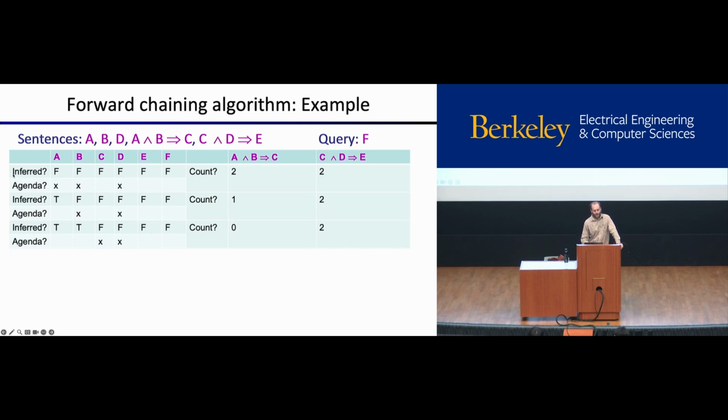A more accurate label for this might be inferred yet. Yeah, that would be more accurate. It's not like will you ever infer it, not can you infer it, but have you already in the course of the algorithm inferred it? And so maybe it seems a bit silly, but even these things where we've put them on the agenda, we don't say we've inferred them yet. You could, it would just be an extra line of code and you don't need it, because you'd still need the line of code that adds it to the inferred thing.